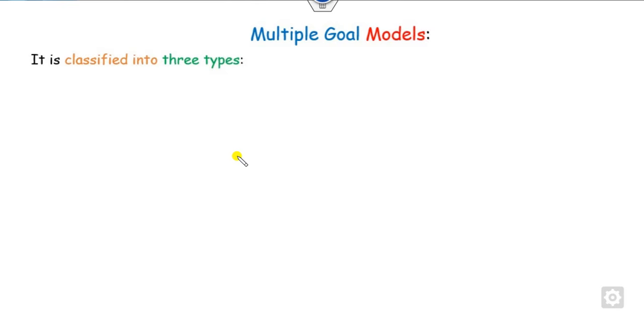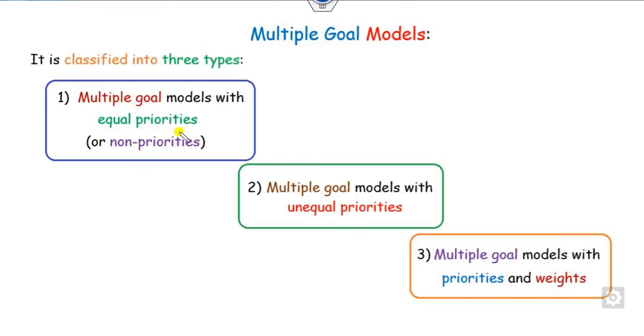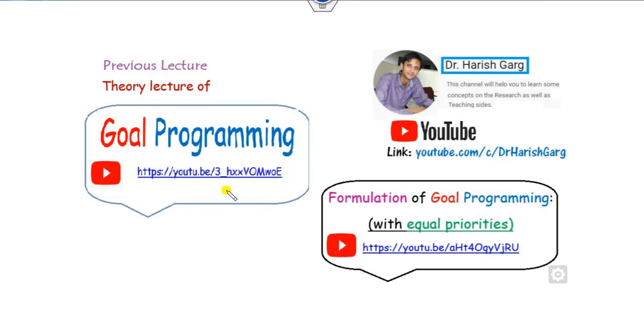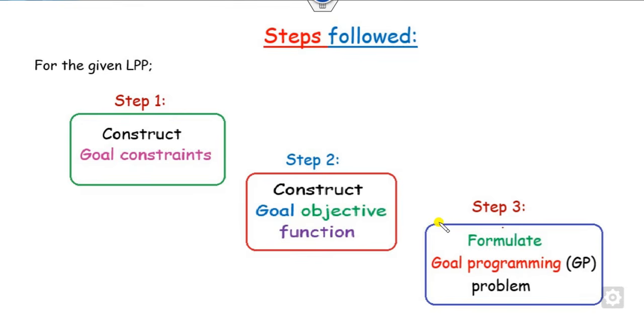As we have discussed in the last three videos, goal programming is basically divided into three parts: equal priorities, unequal priorities, and priorities with weights. The first two lectures we have already discussed in our last classes, and now we see the last portion of this formulation, the priorities and the weights. You can easily see those two parts on my YouTube channel, Dr. Harish Garg.